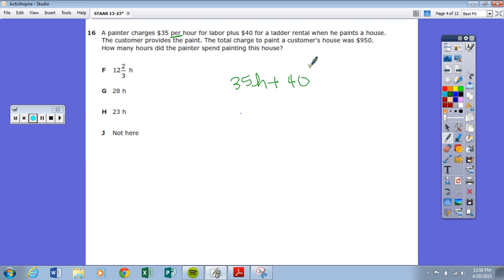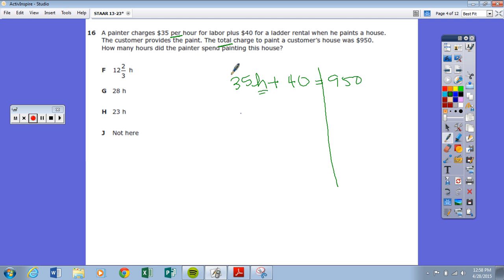So this is the equation that represents the situation, but it's saying that all this is happening, and then the total at the end is $950. So when you see the word total, a lot of times that is the amount that you're going to equal. And it just wants to know, what is your H? How many hours did the painter paint the house? So you can either try to solve backwards from your answer choices, or this one's pretty easy. I would just try to get the H by itself.